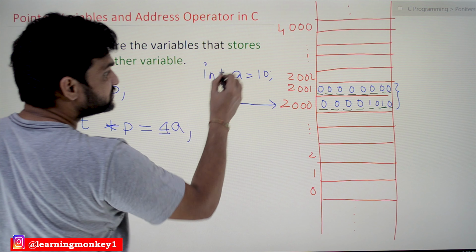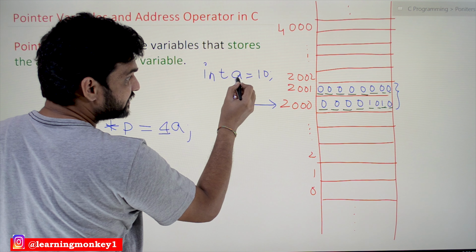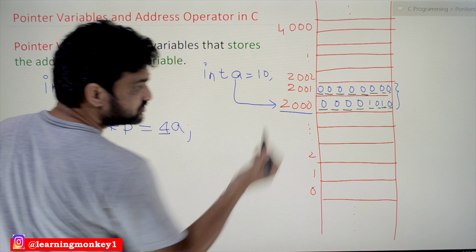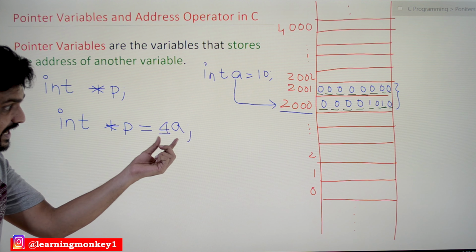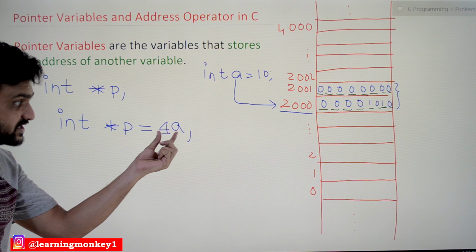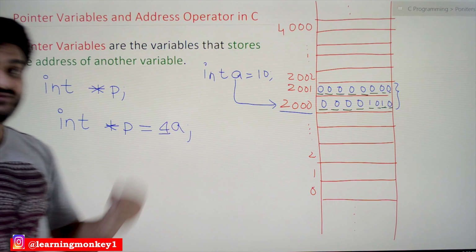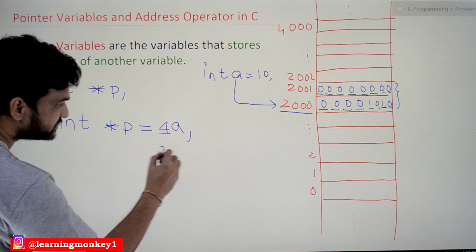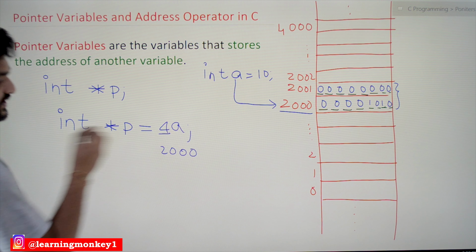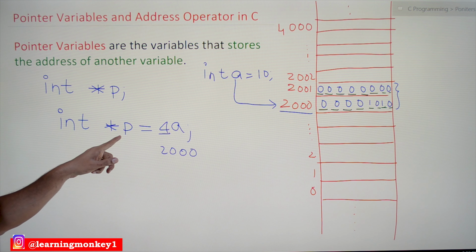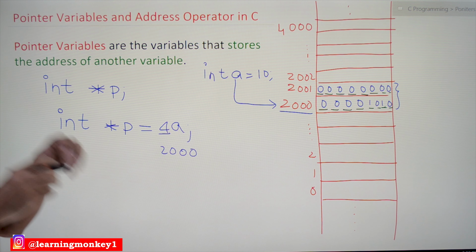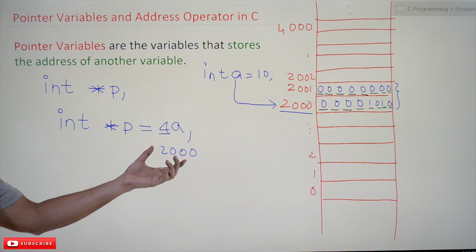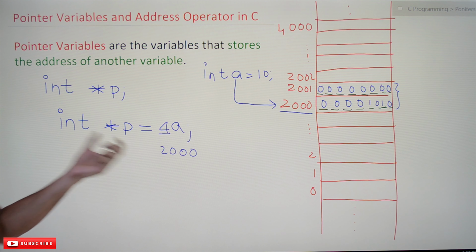So what is the address of this variable? Here int a has been declared and assigned, and it is provided the address 2000. Ampersand is the address operator, so ampersand a means we are going to get the address of that variable. Address of a is 2000. So that 2000 will get stored in p, because p is capable of storing addresses. This initialization is going to store 2000 in p.